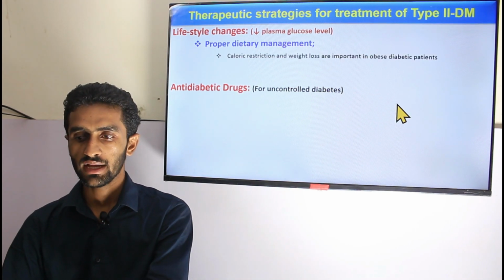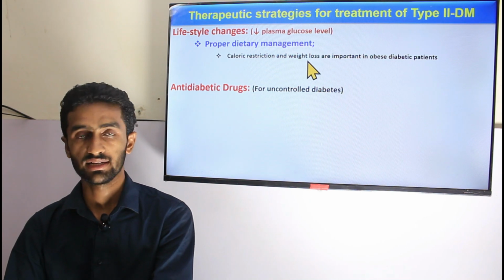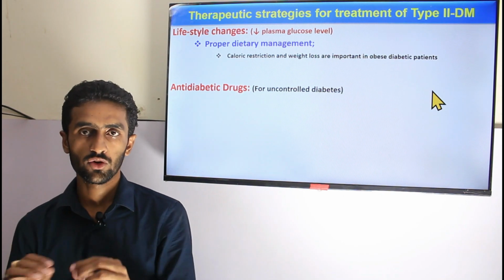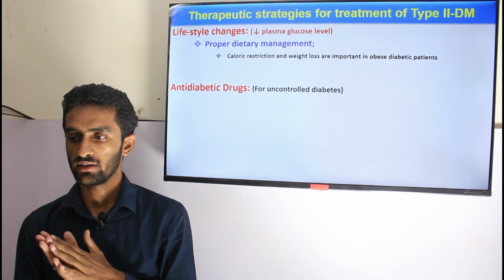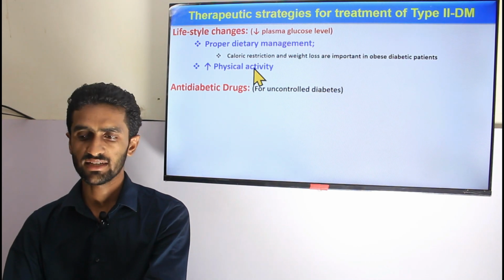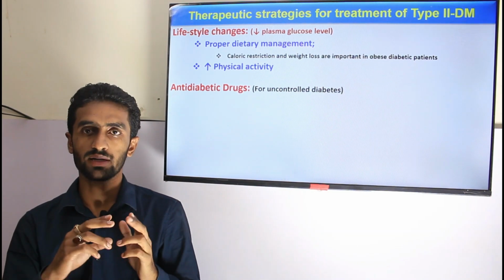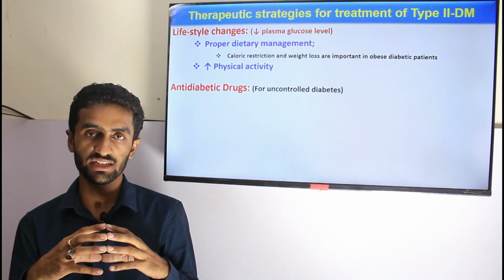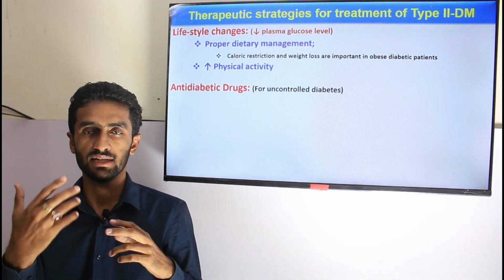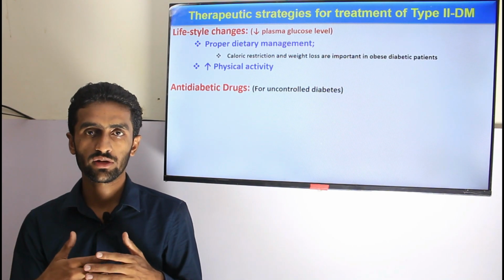Okay. And they should decrease their caloric intake and decrease their weight, especially in the obese, because obesity is the most common presentation in type 2 diabetes. Okay. And they should increase physical activity. If you recall your physiology or biochemistry, you know GLUT4. GLUT4 is actually stimulated either by insulin or by exercise. When you increase the physical activity or the insulin level, they will increase the GLUT4 upregulation. Okay.